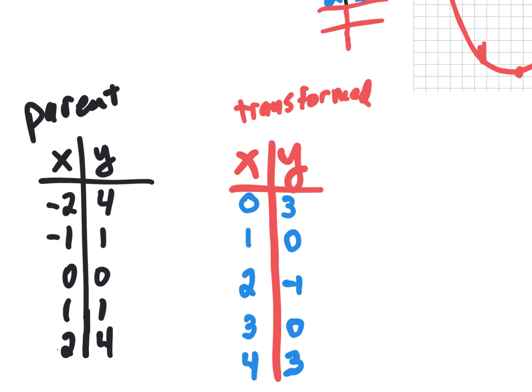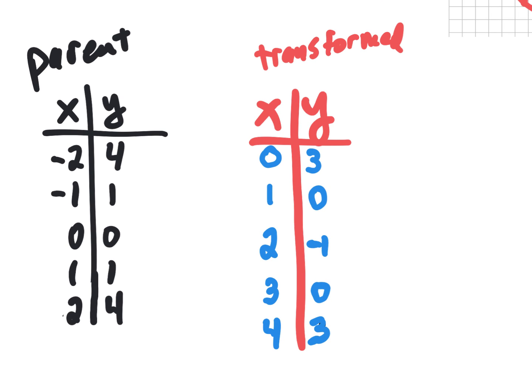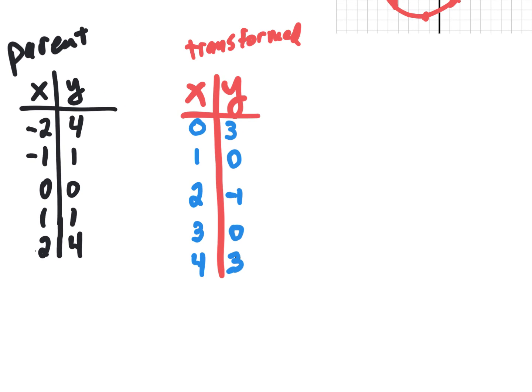All right, one last kind of problem. If we gave you this list of parent points and this list of the points that they've been transformed to, you'd have to be able to say what happened to this graph. So my best advice on this is to just graph it. And we will provide you with some graph paper to graph it.